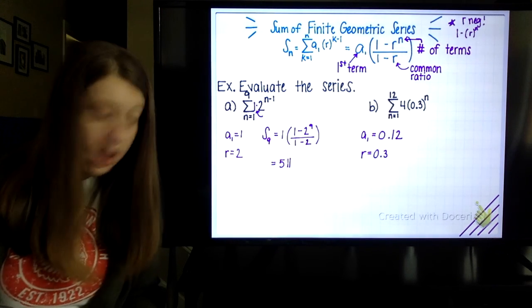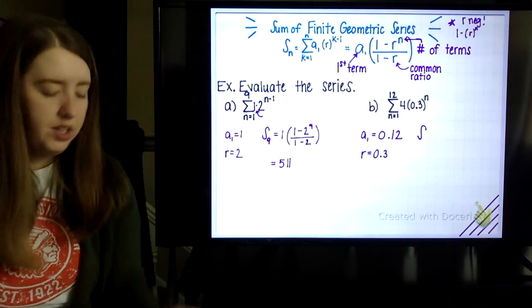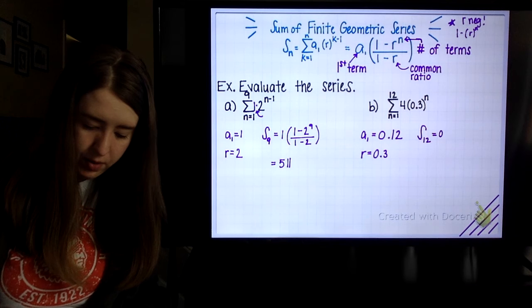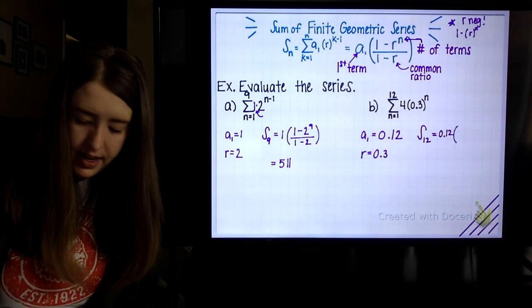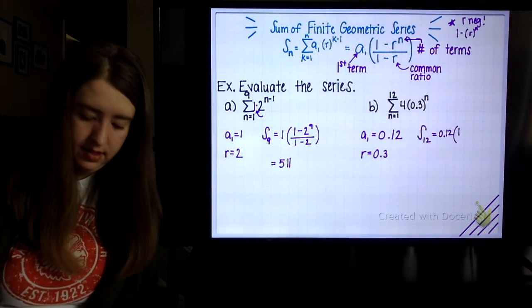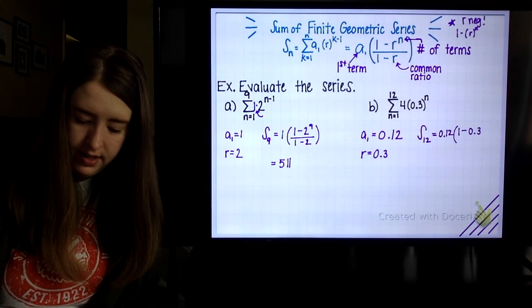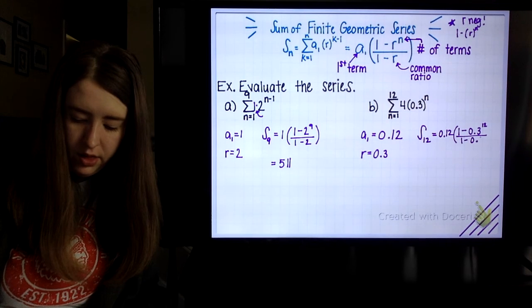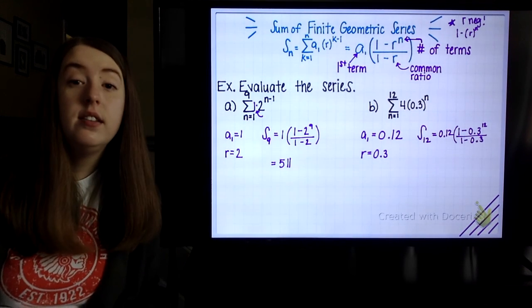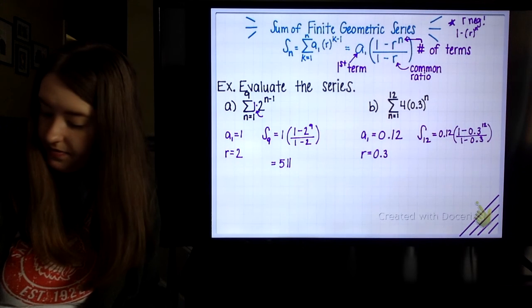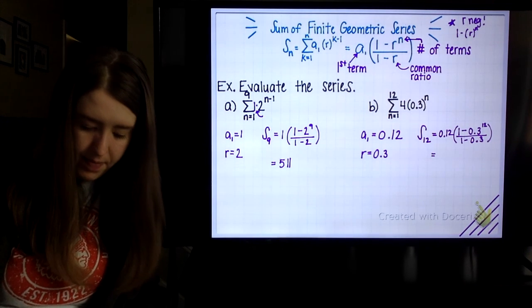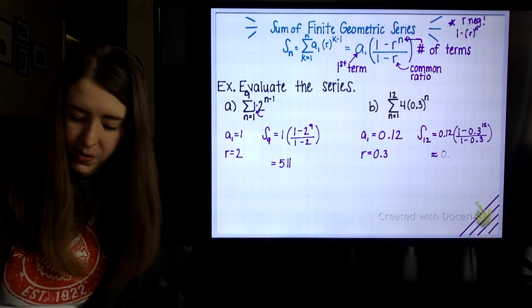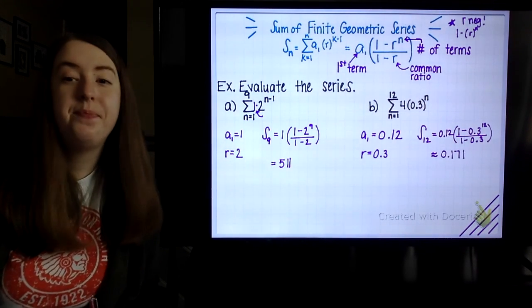So to find the sum of the first 12 terms, I need to take my first term, which was 0.12, times 1 minus 0.3 to the 12th over 1 minus 0.3. Then we'll pop that into our calculator, and we'll end up with about, I'll put a little squiggle there for the approximation, 0.171.